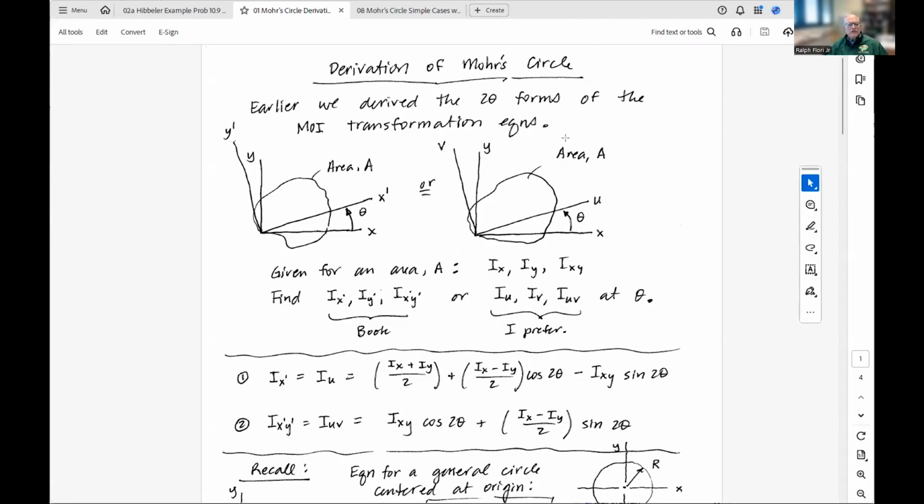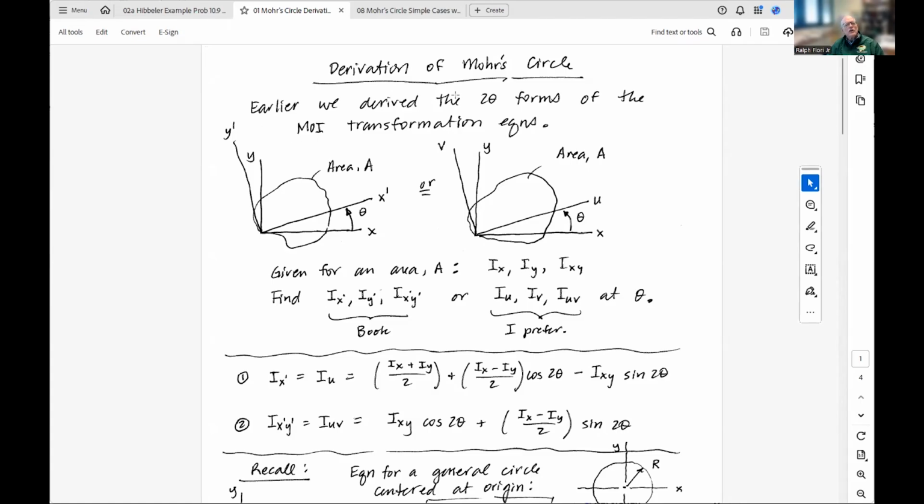So I'll derive it and then explain what it is, how we set it up, how we use it, how we plot the x face and the y face on the circle, and how we find Imax and Imin from the circle. Then we'll work a bunch of examples using Mohr circle. So this is a derivation of Mohr circle.